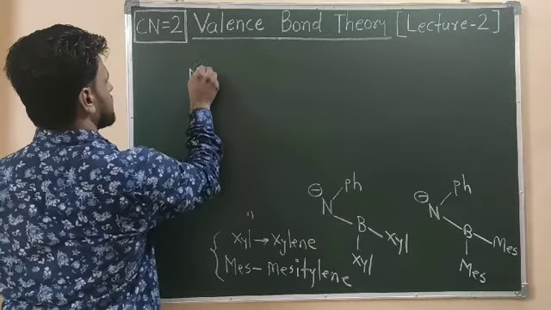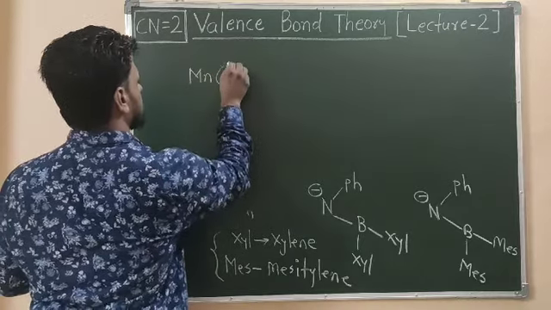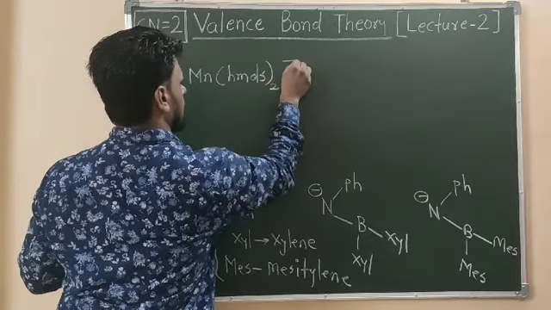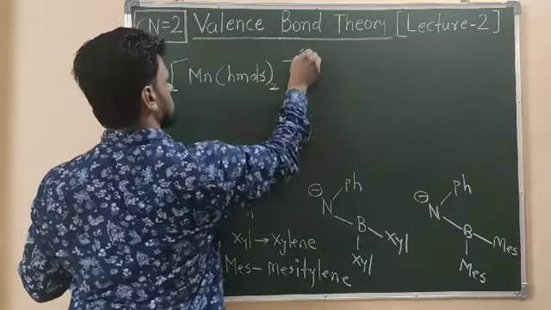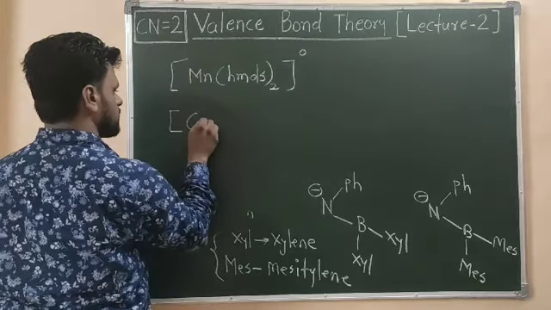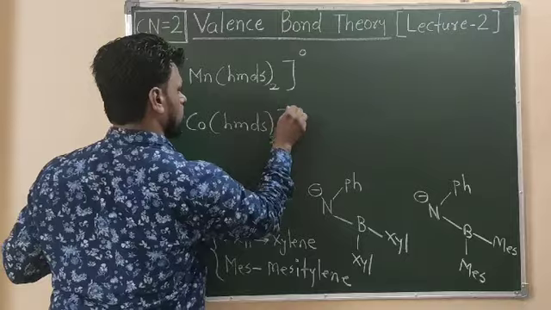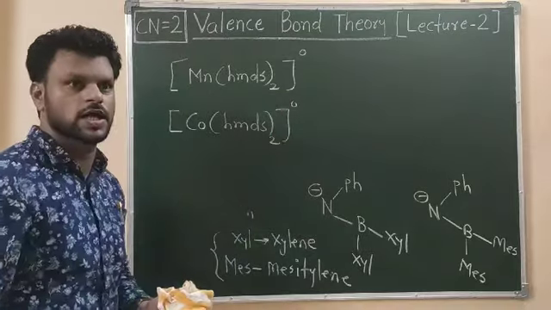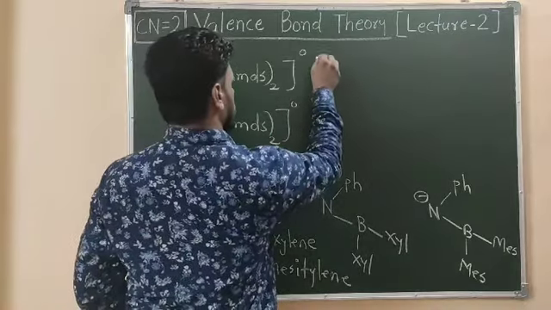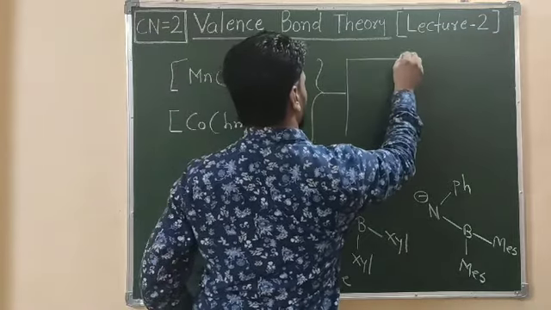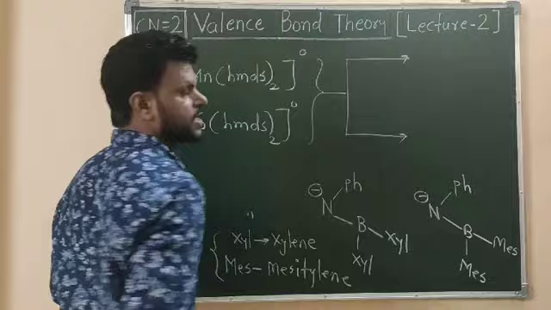If we have a manganese HMDS, hexamethyldisilazane complex, and I'm having now 0 charge. Similarly, a cobalt HMDS complex, now this is a 0. Now both of the complexes, if I ask you, are they monomeric or are they dimeric in state?